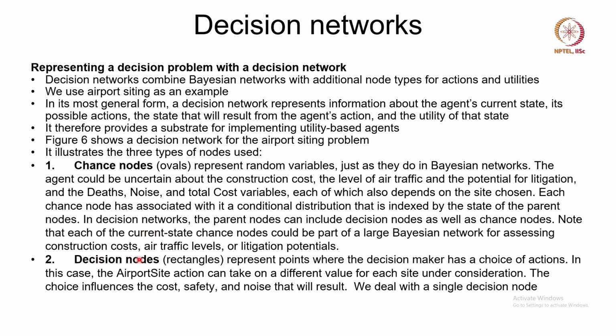The second one is what is called the decision node. What is the decision node? It's the node which makes a decision on the choice of action. In other words, in this case, which site is to be chosen. You may have, say, three potential sites. Out of these potential sites, which is the one that you are going to choose? That is the decision node. In this case, the airport site action will take on a different value for each site. The choice influences the cost, safety and noise that will result.